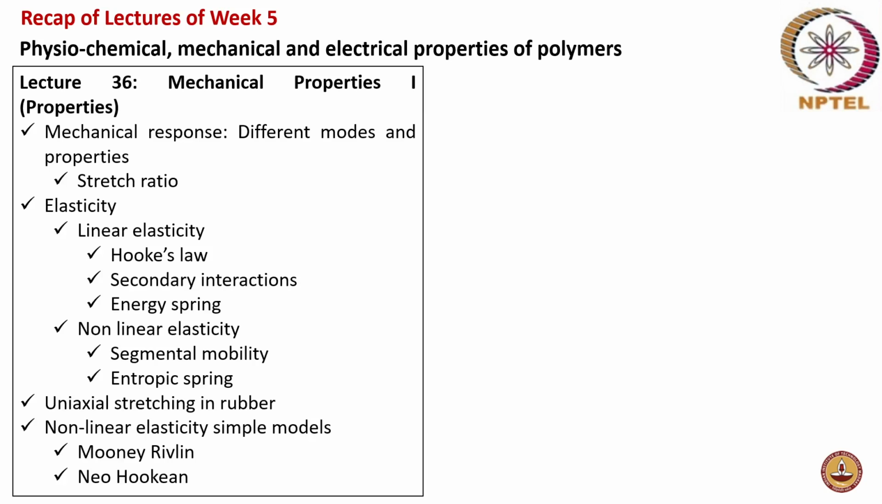Lecture 36 was on mechanical properties. So the mechanical response, different modes and properties, what is the stretch ratio, and then elasticity was discussed, the linear elasticity, non-linear elasticity. In linear elasticity, it is based on Hooke's law, where secondary interactions play an important role, and there's an energy spring. Whereas in non-linear elasticity, you bring in the concept of the entropic spring, the segmental mobility, and then uniaxial stretching in rubbers, and then non-linear elasticity. Simple models were discussed, like the Mooney-Rivlin model and the Neo-Hookean model.